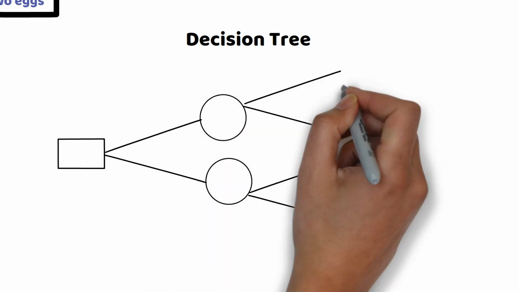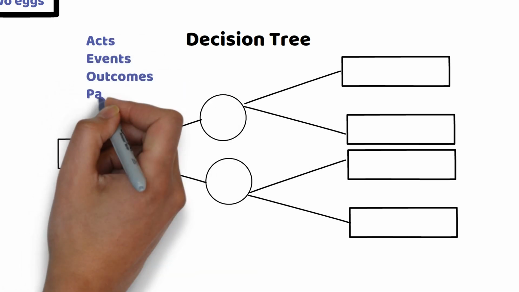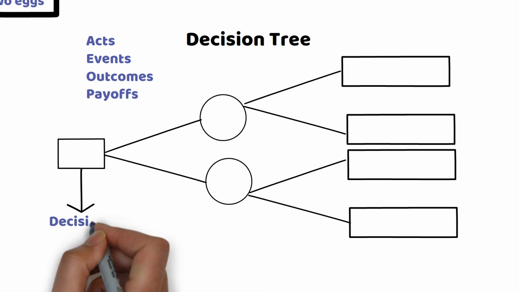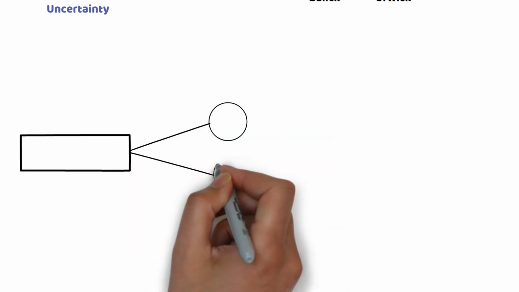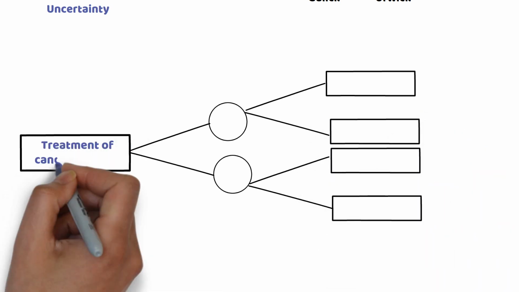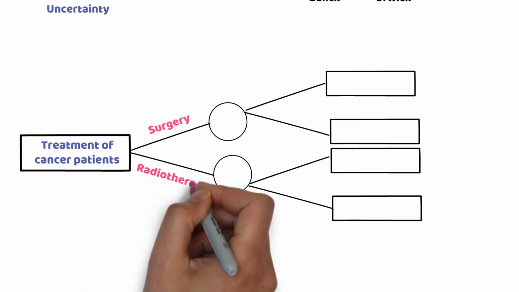Decision analysis has 4 basic elements: acts, events, outcomes, and payoffs. In this diagram, the squares represent decisions and the circles represent outcomes. The lines branching from squares are possible choices, while the lines branching from circles are expected outcomes. Let us understand it with an example of the treatment of cancer patients. We need to decide about cancer patients' treatment modality, whether we should treat them surgically or by radiotherapy.